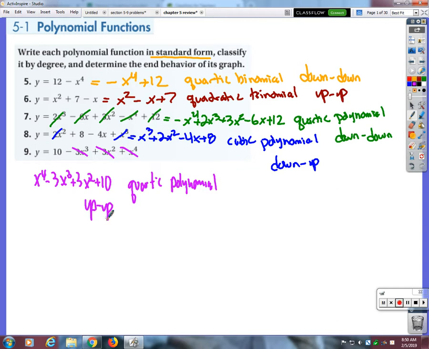Any questions about those? Pretty much just looking at the chart. You got to know how to rearrange them. And don't forget, none of these had like terms, but if they do, you have to combine those.